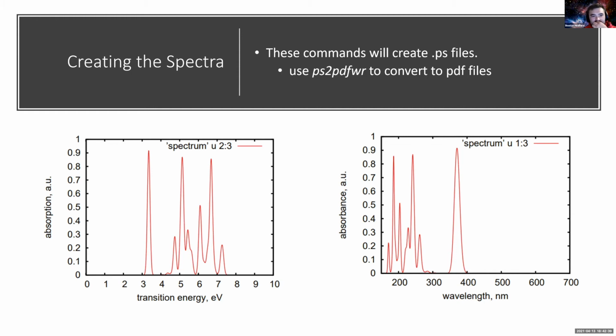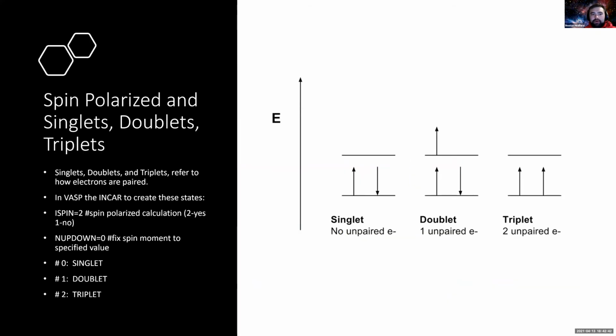Now, this process that I have been talking about has been for unspin-polarized and just for singlets. However, these can get a lot more involved. If you want to do singlets, doublets, or triplets, which just refer to how the electrons are paired in the atom or molecule, you can do that in VASP. Really all you need to do is set ISPIN equal to 2. That tells VASP I want to do a spin-polarized calculation. And then you want to change NUPDOWN to either 0, 1, or 2, depending on which system you want to do, which will be singlets, doublets, or triplets.